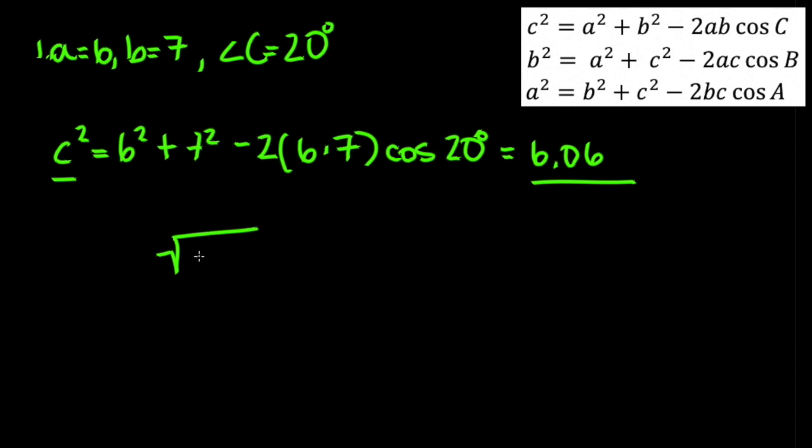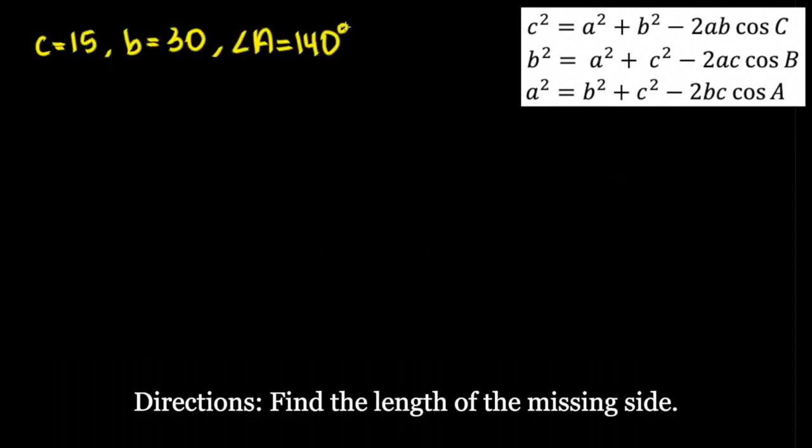So we need to take the square root of this answer to get the final answer. So the square root of 6.06 approximately equals 2.46.